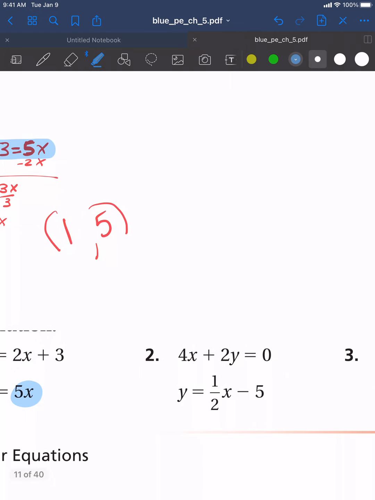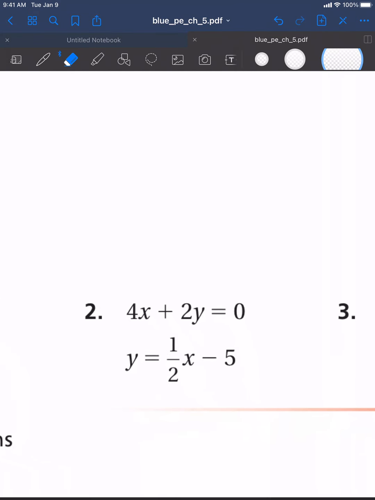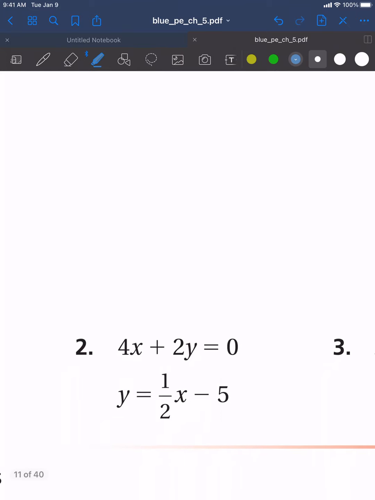Okay, number 2. I'm going to erase this so we have some nice clear workspace. My first thing I need to ask myself is, do I have at least one equation where the variable is by itself? Yes, I do. It's the bottom. This is saying y is this. Who can I plug that in for?